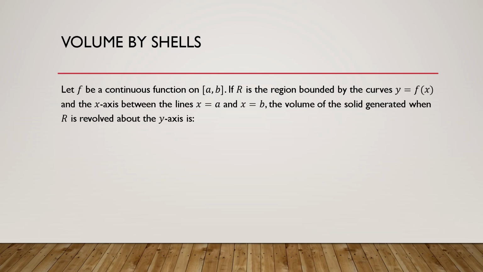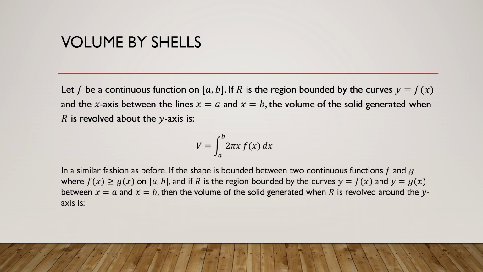Let f be a continuous function on the interval [a, b]. If R is the region bounded by the curves y equals f of x and the x-axis between the lines x equals a and x equals b, the volume of the solid generated when R is revolved around the y-axis is volume equals the integral from a to b of 2 pi times x times f of x dx.